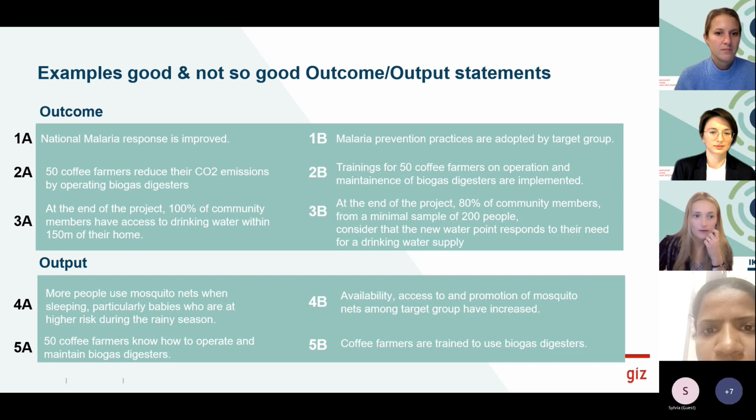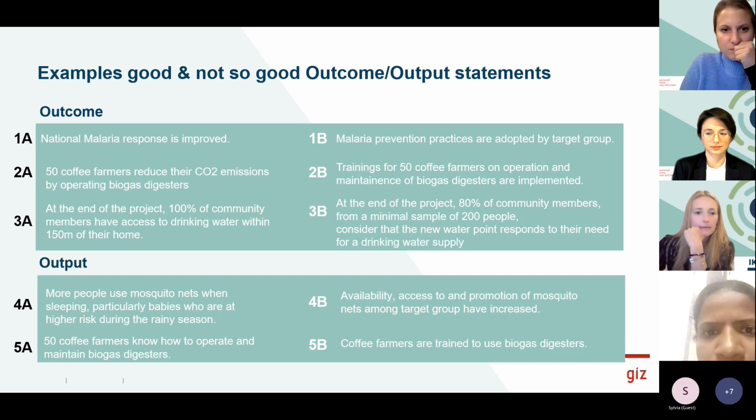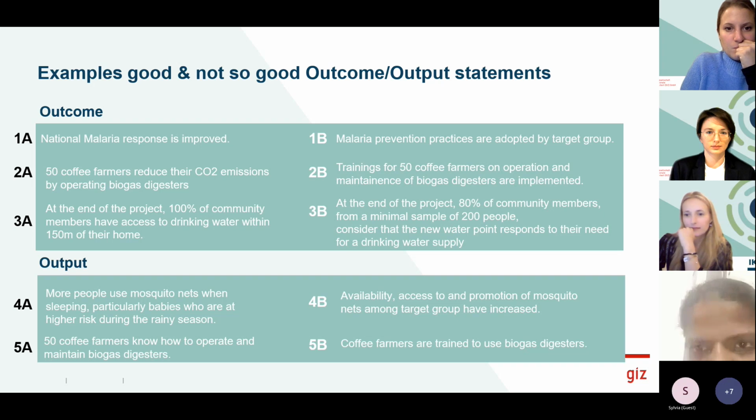So here you have the options between: at the end of the project, 100% of community members have access to drinking water within 150 meters of their home. Or at the end of the project, 80% of community members from a minimal sample of 200 people considered that the new water point responds to their need for a drinking water supply. Hope you can already see it.